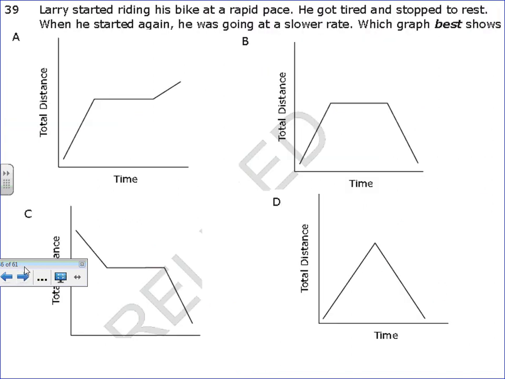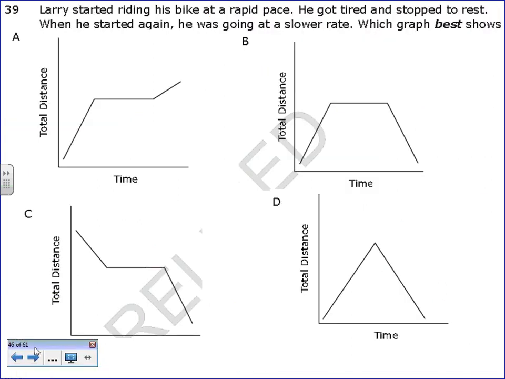Alright, for 39 it says Larry started riding his bike at a rapid pace. He got tired and stopped to rest. When he started again, he was going at a slower rate. Which graph best shows Larry's trip?